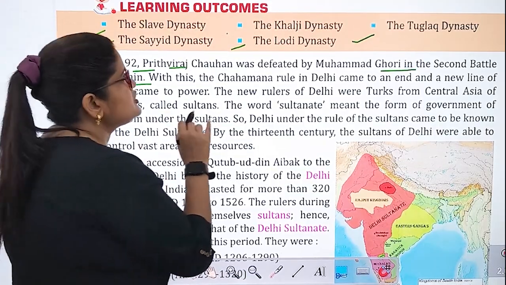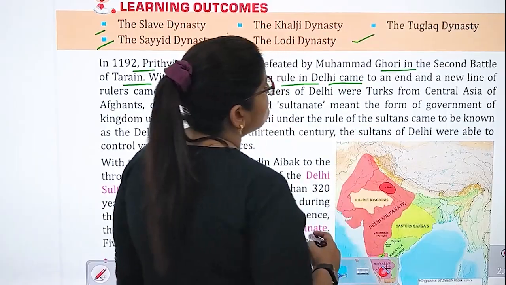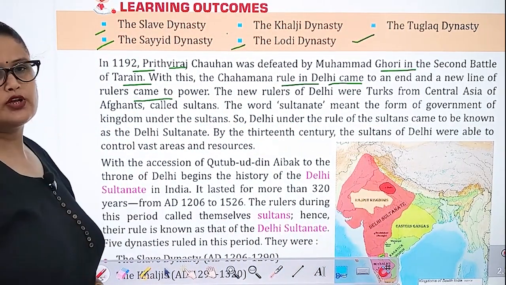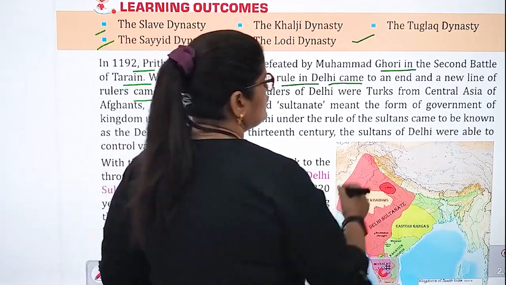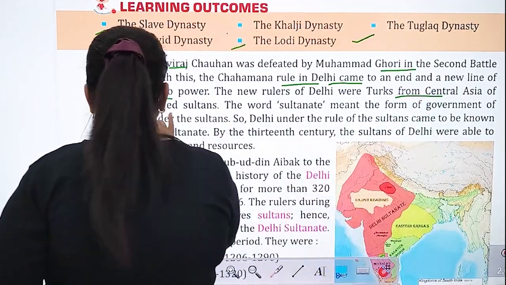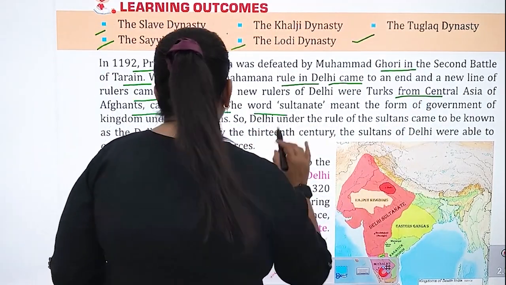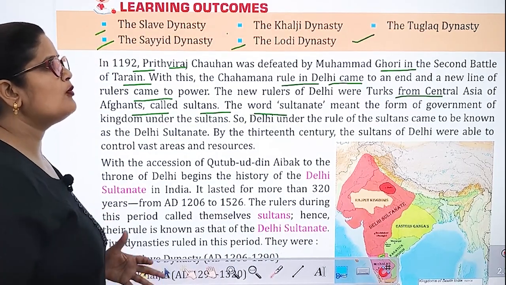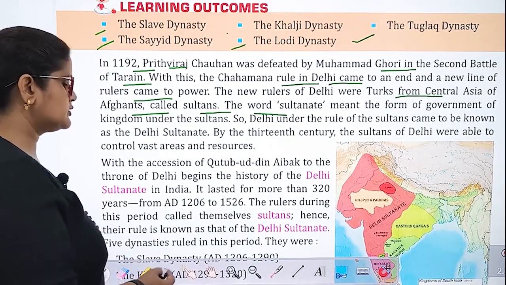With this, the Chauhan rule in Delhi came to an end and a new line of rulers came to power. The new rulers of Delhi were Turks from Central Asia or Afghans, called sultans. So the word Sultanate means the form of government or kingdom under the sultans.